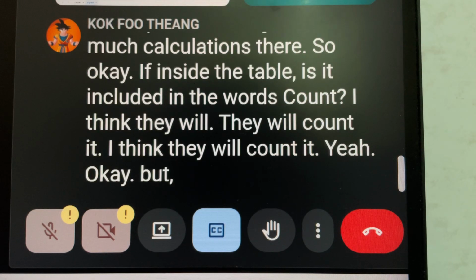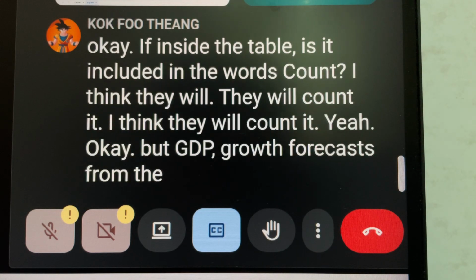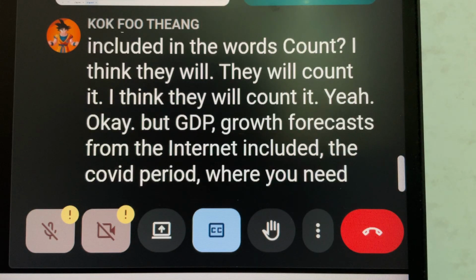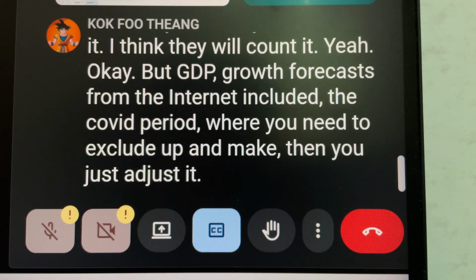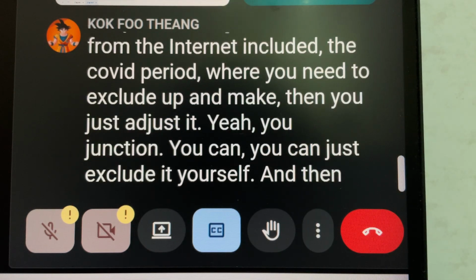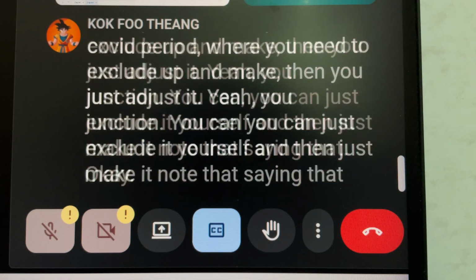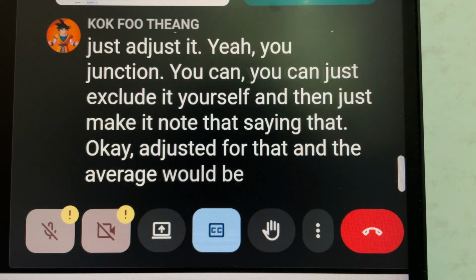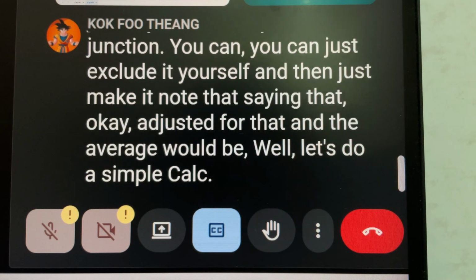But the GDP growth forecast from the internet included the COVID period, where you need to exclude the pandemic. Then you just adjust it. You can just exclude it yourself and then make a note there, saying that it is adjusted for that, then the average will be what? Just do a simple calculation. I'm sure you know how to do that.